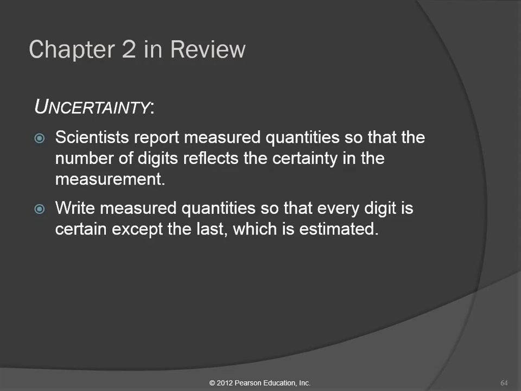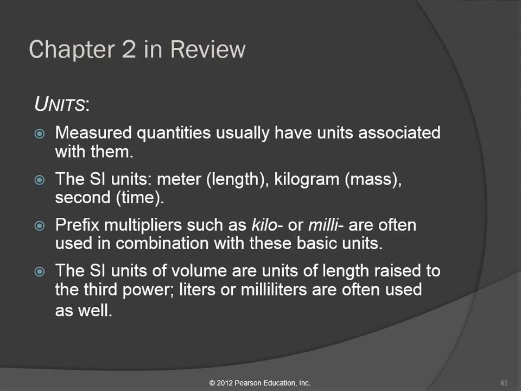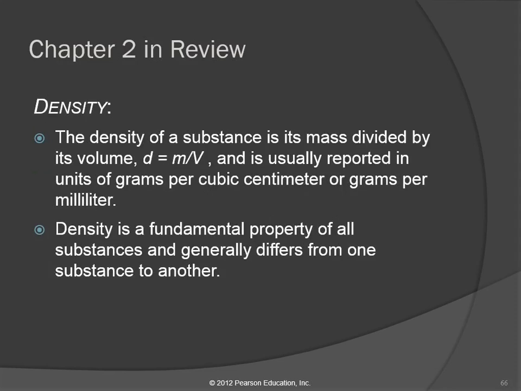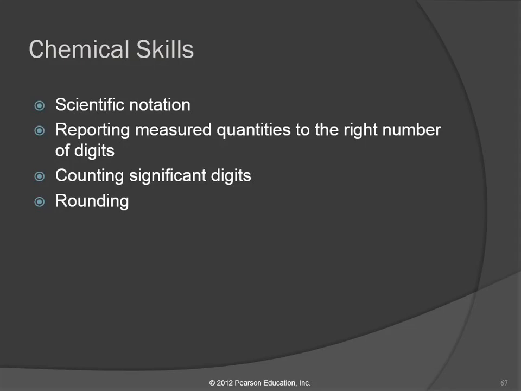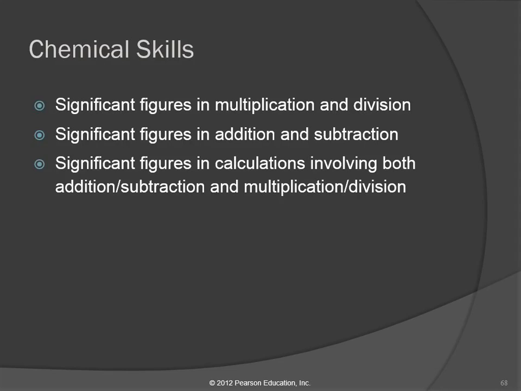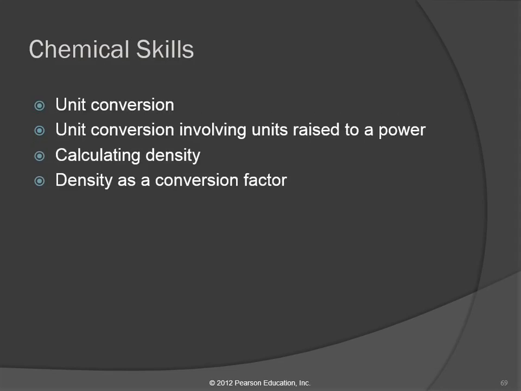End of chapter 2. So at the end of these slides is the chapter in review. And these topics are also listed at the end of your chapter in your textbook. So if you're asking me for a study guide, these are the things you should be studying. Chemical skills, these are things you should be able to do. You should be able to report measured quantities to the right number of significant digits. You should be able to round numbers. You should do sig figs with these different calculations. You should be able to do unit conversions and use density as a conversion factor.